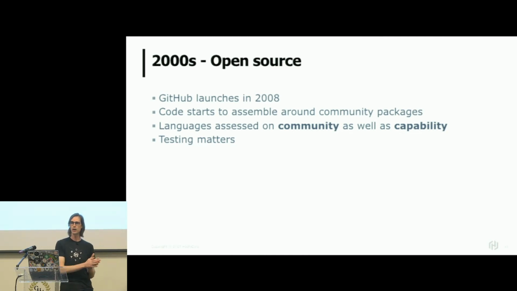New languages started to come onto the scene, like Ruby. And we started to assess a language not so much on the sort of the features and capability of the language, but on the packages and the community. And we started to assess these packages, not on the features, but things like code quality metrics. We were looking for things like test coverage.